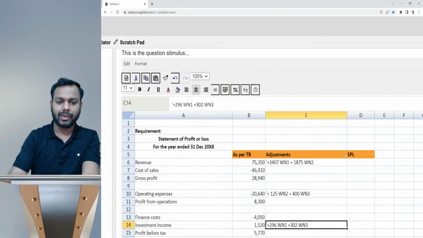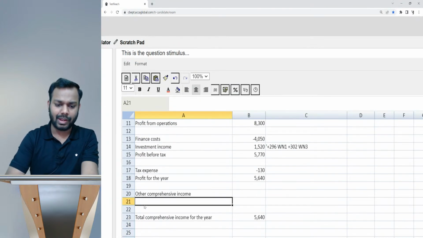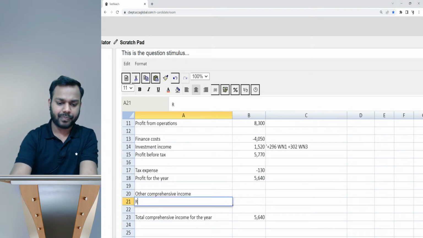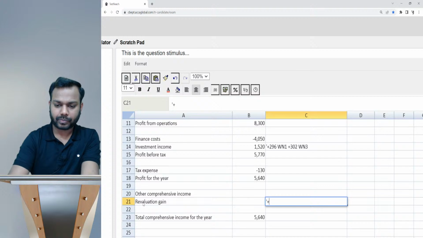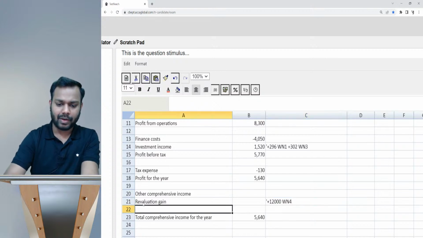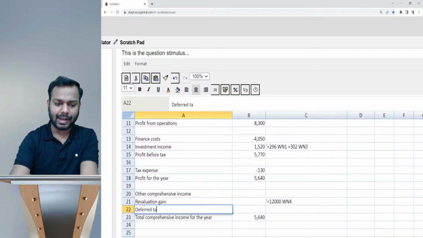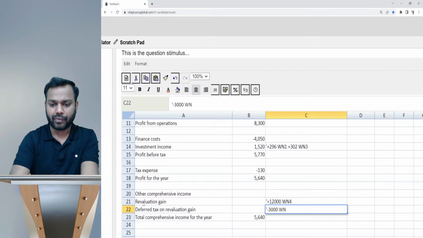So where will we record this? We will record it in other comprehensive income. We will say here revaluation gain, plus 12,000, working note number 4, right? And then we will write here deferred tax on revaluation gain, minus 3,000, that is also working note number 4.